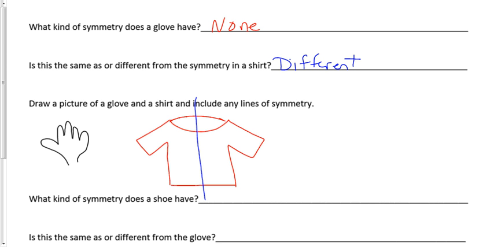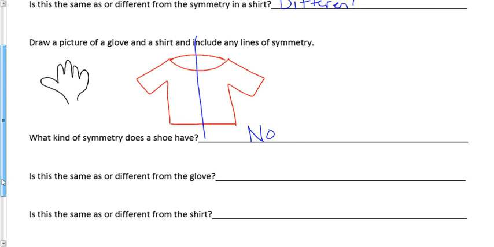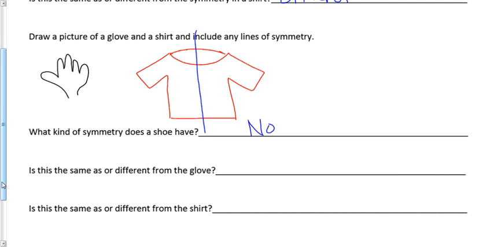So what kind of symmetry does a shoe have? So if we look at a shoe, does a shoe have symmetry? And typically, no, our shoes do not actually have symmetry. If our two shoes were sitting next to each other, they would. Is this the same or different from a glove? And that's the same. Is this the same or different from the t-shirt? And that is different. So there's our little symmetry lesson.